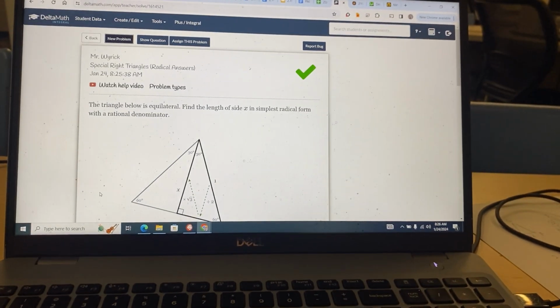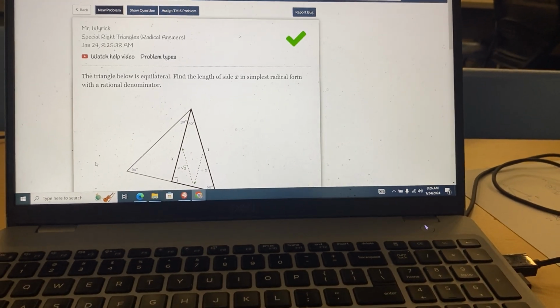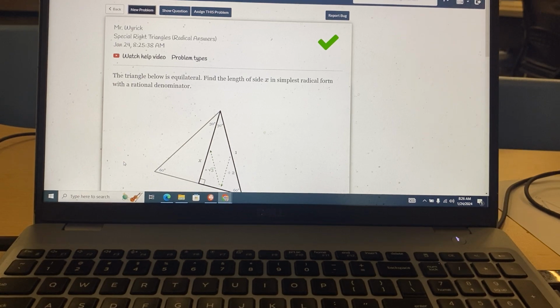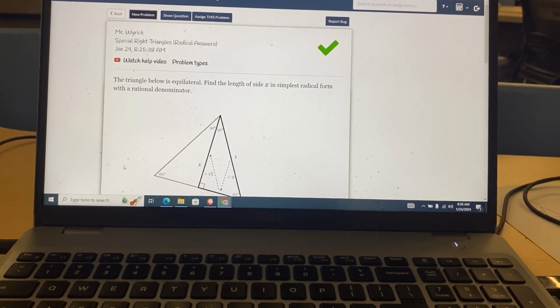Okay, so those are the complicated ones. We'll go over some more of those in class and try to make sure everybody gets it. But that should be your review for today. Hopefully you understand it, and good luck on your test tomorrow.